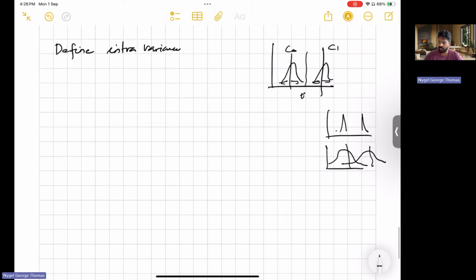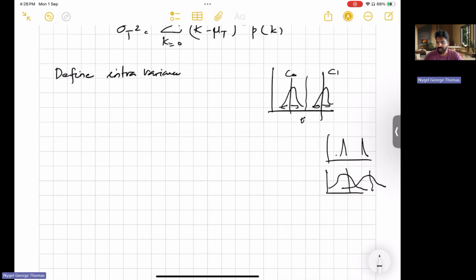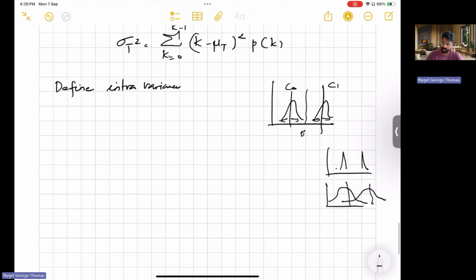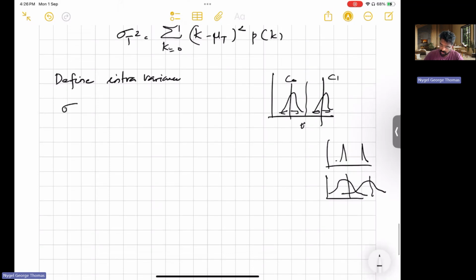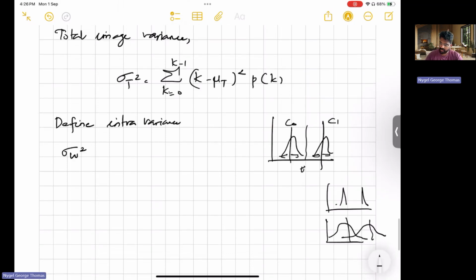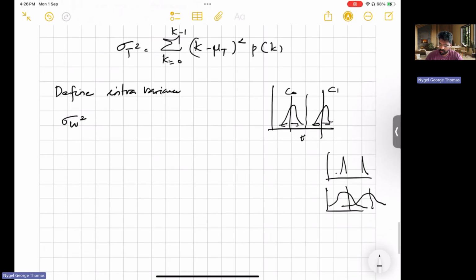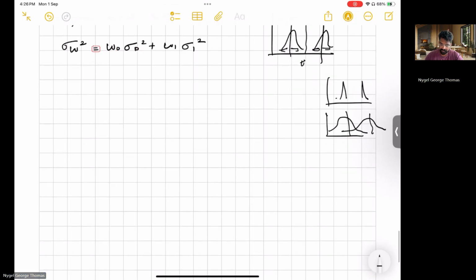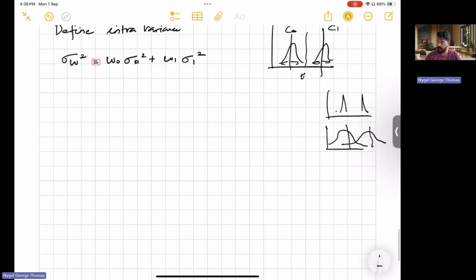So which is the ideal case? Ideally, we want very little variance within a particular class and a lot of variance between two different classes. So within class variance should be minimum. Note that this variance is not the total variance. Within class variance is defined as omega naught sigma naught squared plus omega 1 sigma 1 squared. This is how we define within class variance.